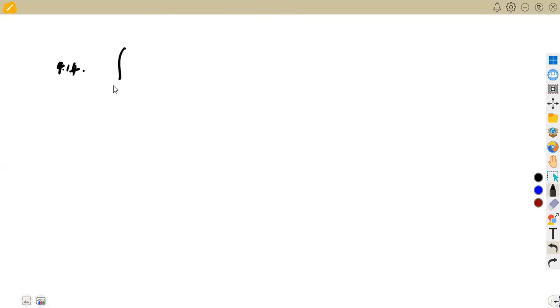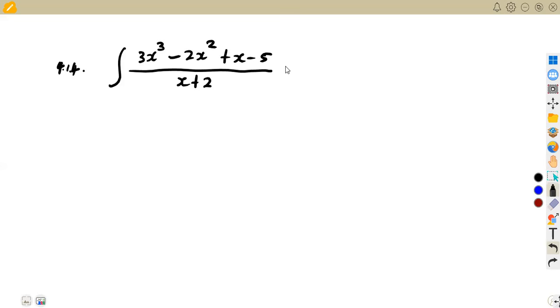4.14. So we are given to integrate 3x to the exponent of 3 minus 2x squared plus x minus 5, everything over x plus 2 with respect to x in this case. So remember that here, the denominator, as you can see, is smaller in terms of the exponent. The highest exponent here is 1. The highest exponent here is 3. So this is called an improper fraction. In mathematics, this is referred to as an improper fraction. So whenever you're dealing with an improper fraction, you are supposed to apply the long division concept.